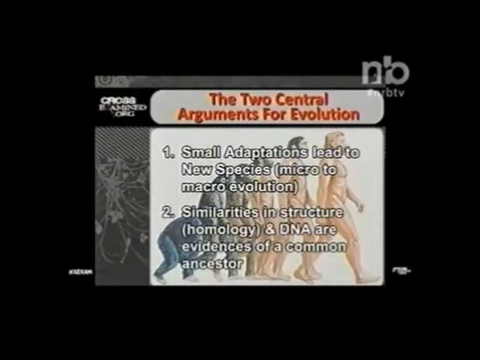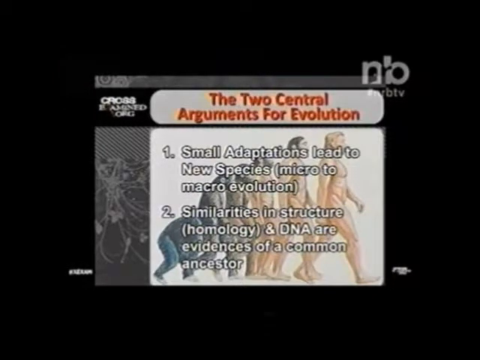Okay? Yeah, that's what you said. You said micro to macro. The second, and General Swanwick here brought that up about, well, monkeys or apes or this kind of thing. That argument is cashed out when they say that similarities in structure, which technically is called homology, and similarity in DNA are evidences of a common ancestor.